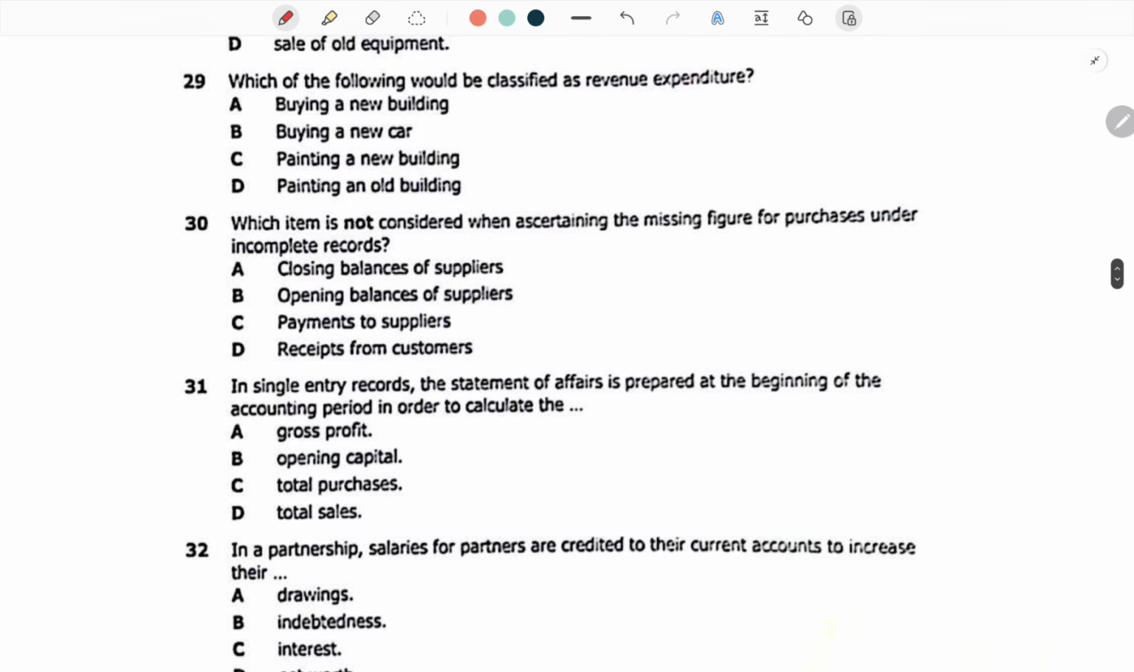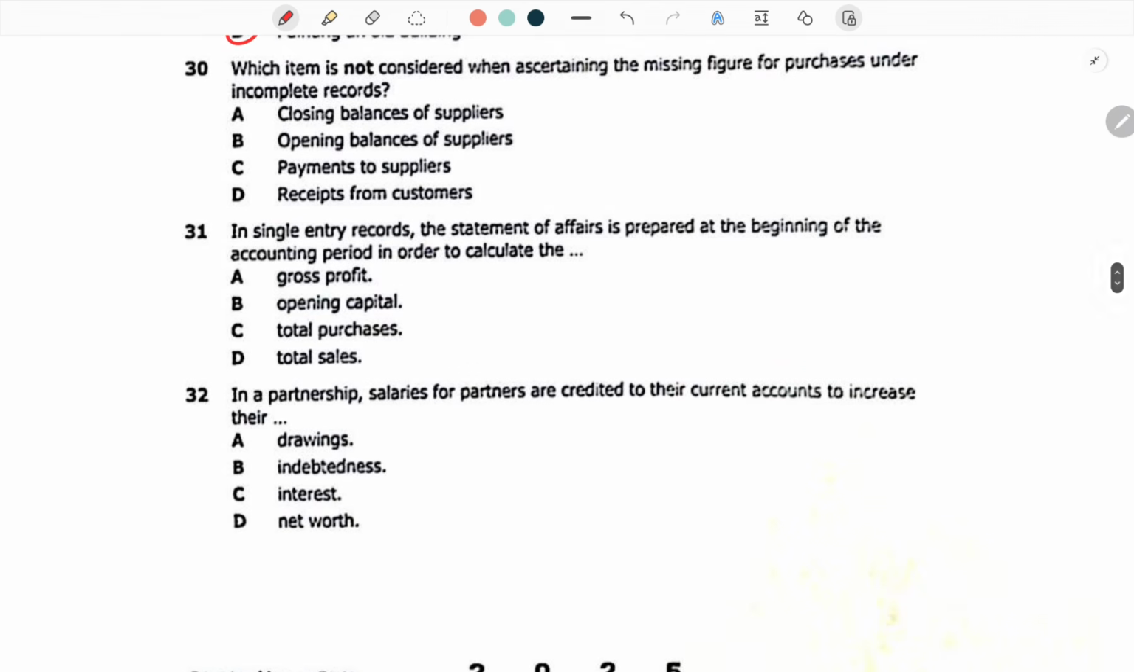Okay, let's see question 29. Which of the following would be classified as a revenue expenditure? A, buying a new building. B, buying a new car. C, painting a new building. D, painting an old building. Of course, it's painting an old building, so D.